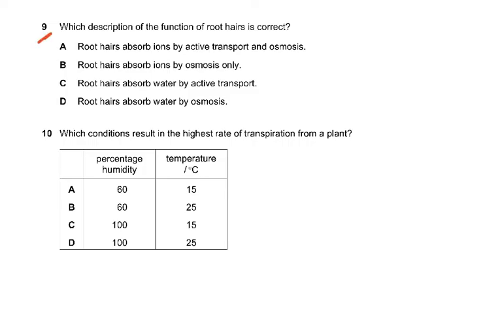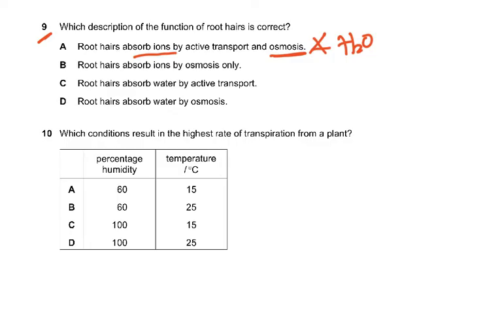Now question number 9, which description of the function of root hairs is correct? I find this a very weird MCQ because how could a student get it wrong? Osmosis is only and only of water. So root hairs absorb ions by active transport and osmosis. How can ions be absorbed by osmosis? So this is definitely wrong.